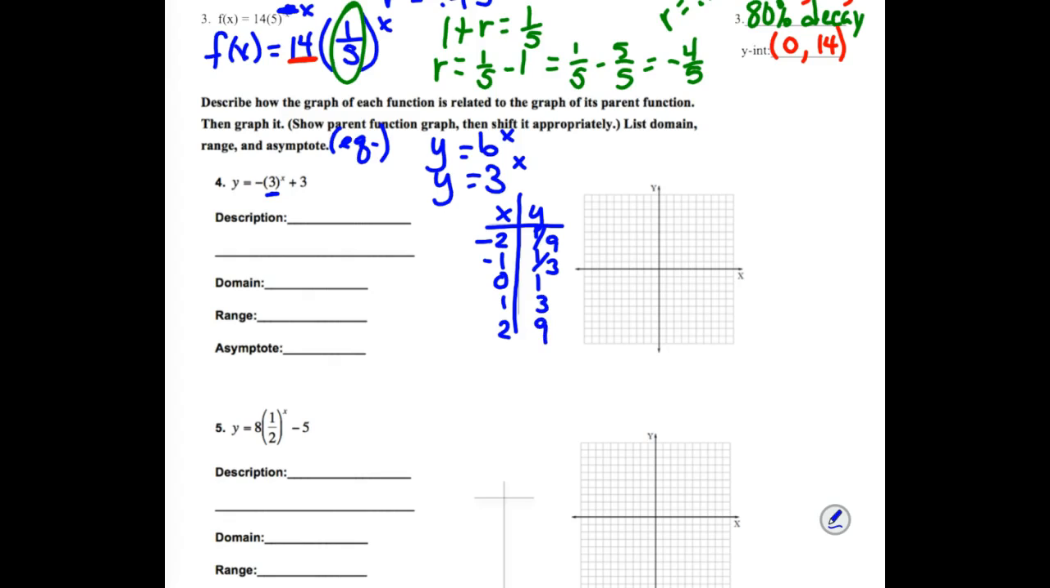So on my graph, I expect you to put the parent function points. So (-2, 1/9), (-1, 1/3), (0, 1), (1, 3), and (2, 9). Okay?